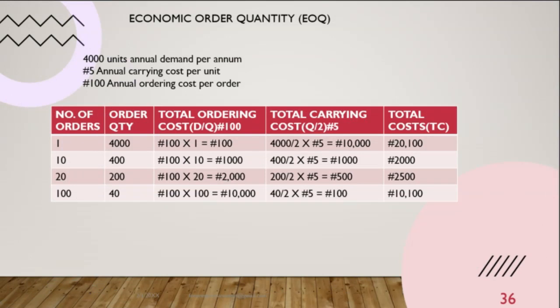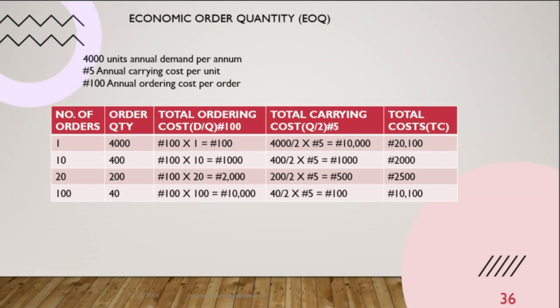This is our explanation. Assuming that we have a demand of 4,000 units of an item, let's say bicycle tires, in a year, and the annual carrying cost, we said before that carrying cost is a per unit cost. Annual carrying cost is 5 naira per annum, and the annual ordering cost is 100 naira per order. So let's follow this table and understand the explanation of the relationship between carrying cost and ordering cost.